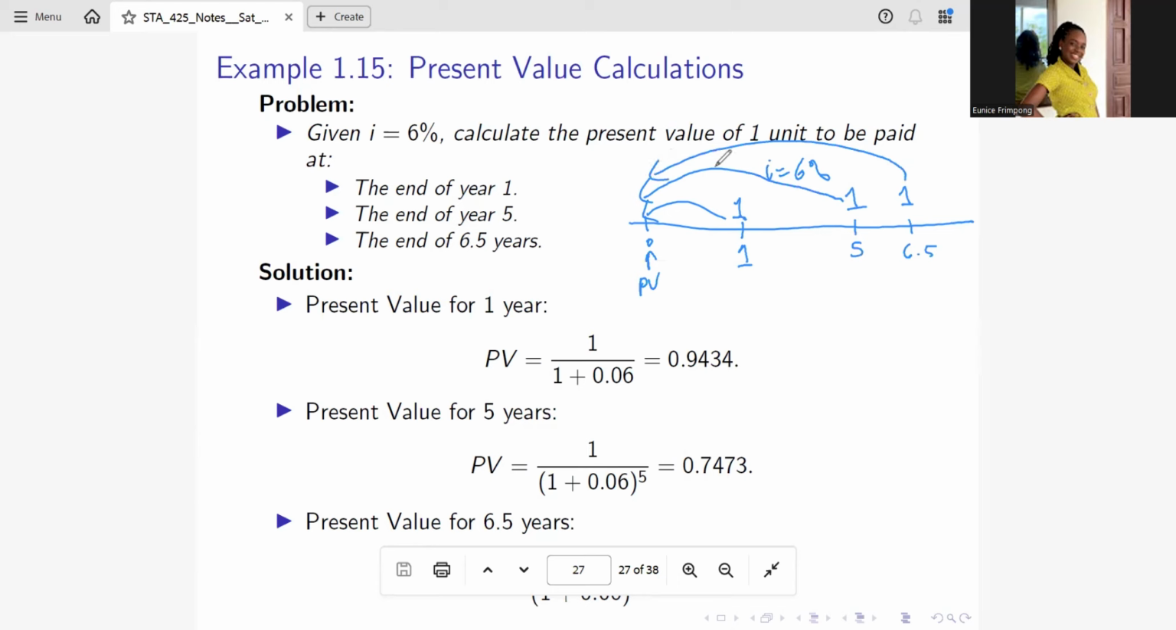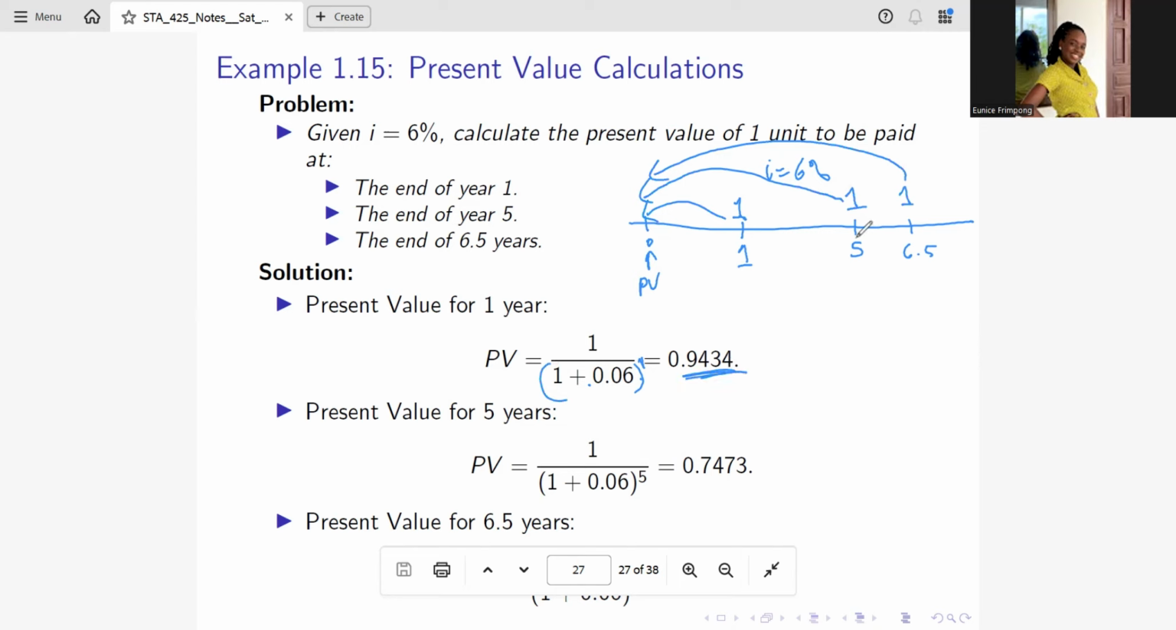Okay. Then the present value, which means that this is the present value for year 1, is simply 1 divided by 1 plus 0.06, all to the power 1. But because it is to the power 1, we are ignoring it, because the 1 is being paid at time 1. And this is what the answer gives us.